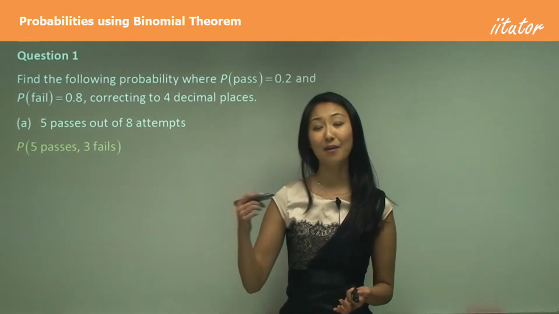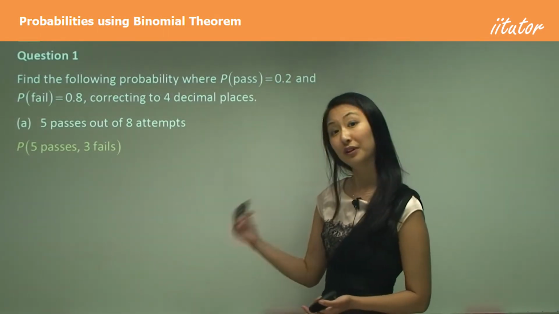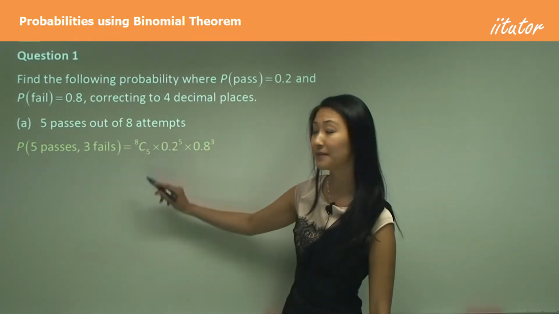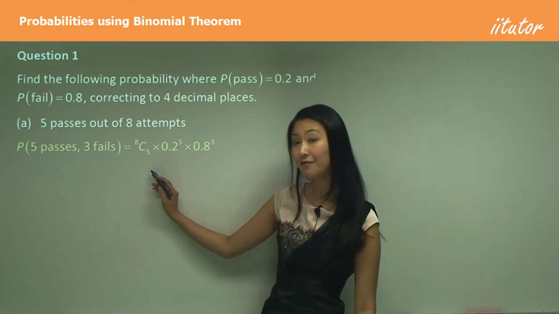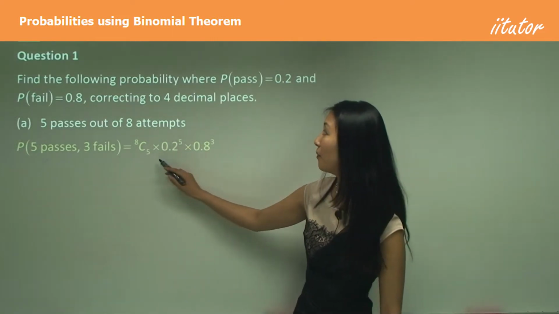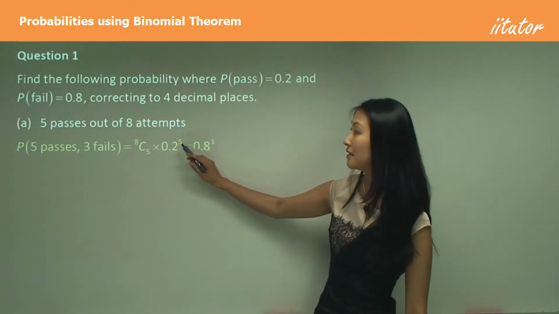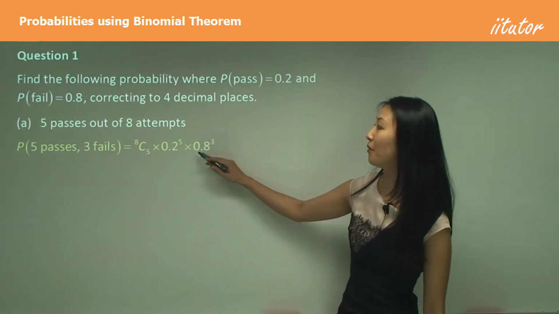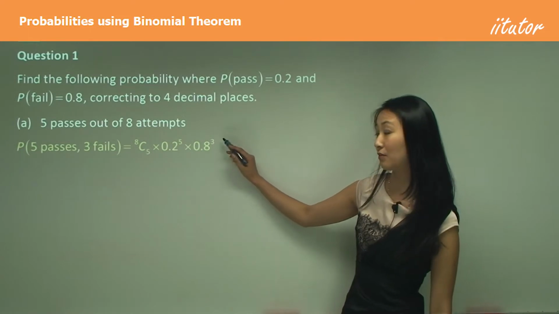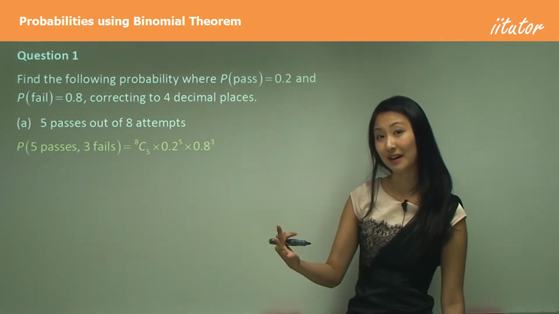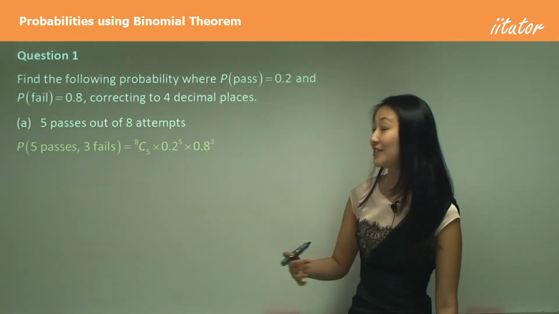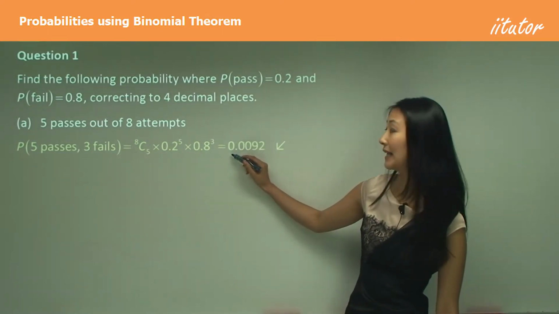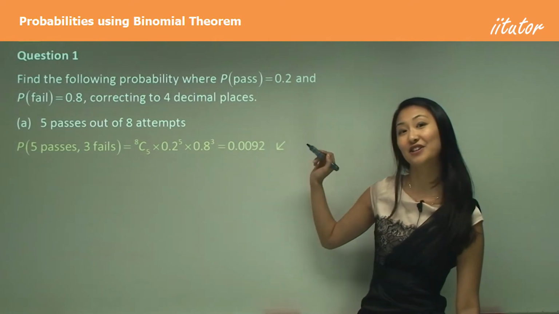Now we use that binomial general equation here. So we have 8 attempts, so 8C5, multiplied by the probability of passing to the power of 5, because there's 5 passes, multiplied by the probability of failing to the power of 3, because there's 3 fails there. And then you just need to put that into your calculator and you'll find out the probability is 0.0092.